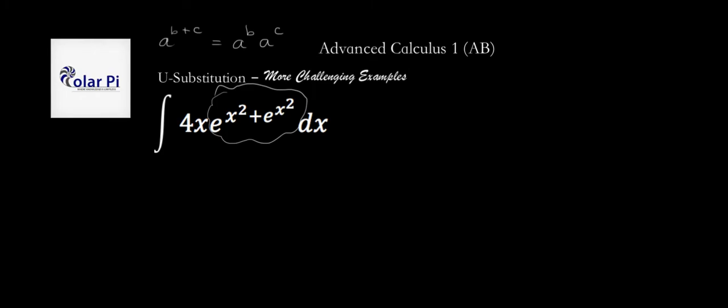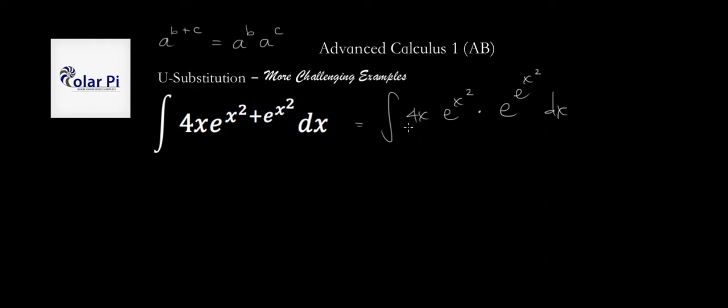When we do, we can rewrite our integral as the following. Integral of 4x times e to the x squared, and here's where the exponent rule is going to be applied, so e to the x squared times e to the x squared, and then dx. Cool. Now, not only does this look cool, but it's also a lot, so we're unsure of how to pick u from it.